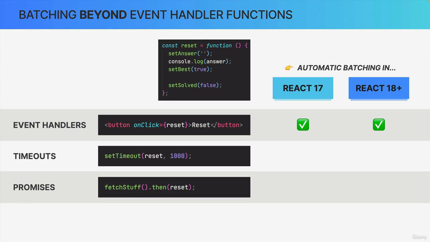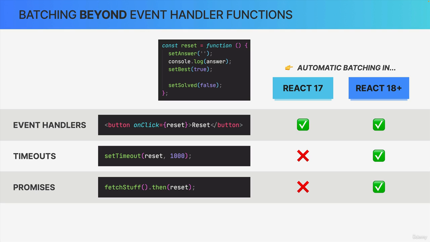For instance, we might want to run our reset function only a second after a click event, or we might want to run it after some data has been fetched. So it would be nice to also have automatic batching in those situations to improve performance, right? Well, that's actually one of the important features that React 18 gave us. So before React 18, if this reset function was called by a timeout or by a promise, state updates inside the function would not be batched.